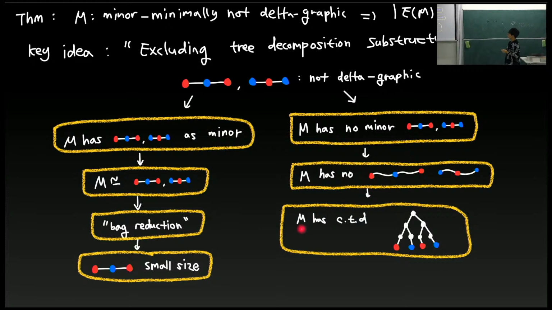So now eventually, by forbidding this structure, we can prove that M has a canonical tree decomposition such that every internal vertex corresponds to a planar matroid. So this step reduces the 3D composition structure to be simpler.